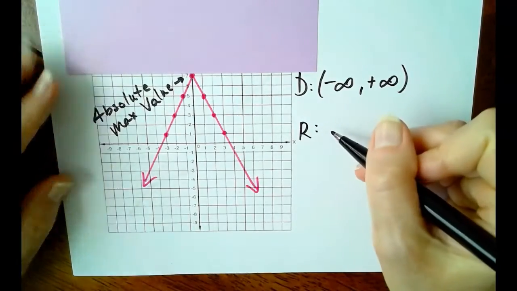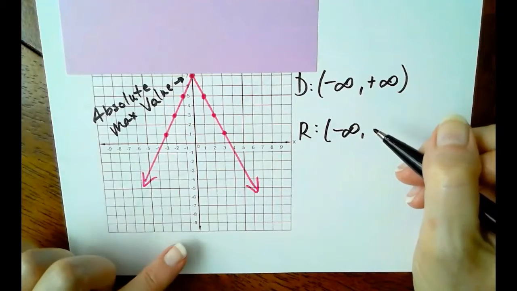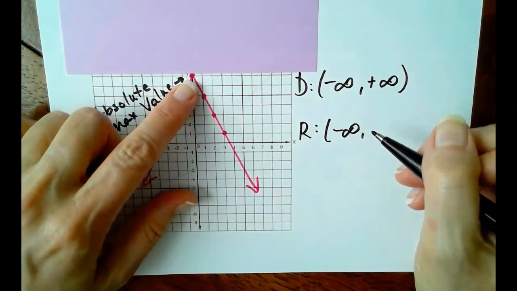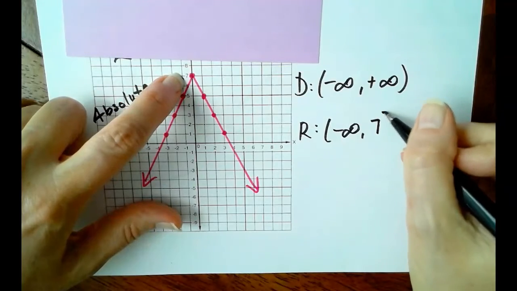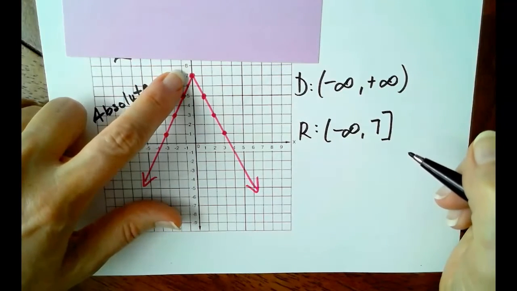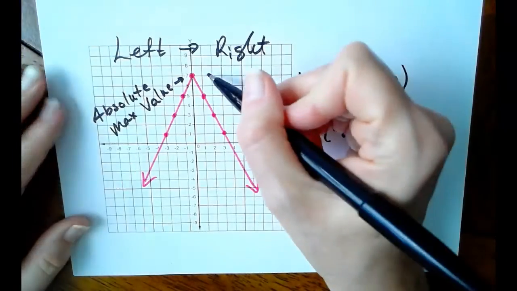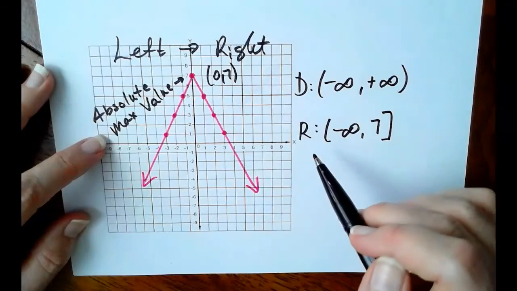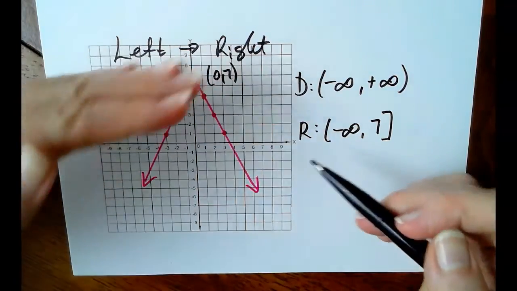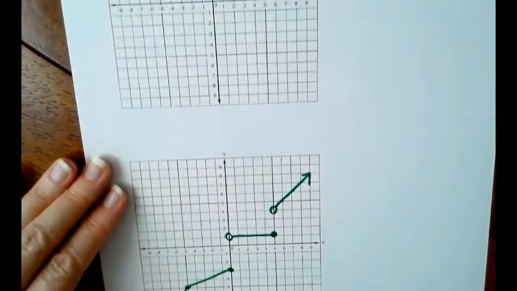So where does the range start? The range has no bottom here, so it starts at negative infinity. But it goes up to and includes 7. And that 7 will be in brackets because that circle is closed on the top of the graph, because the point (0, 7) is the absolute max value. Domain all real numbers, range, bottom to top, negative infinity up to and including 7.